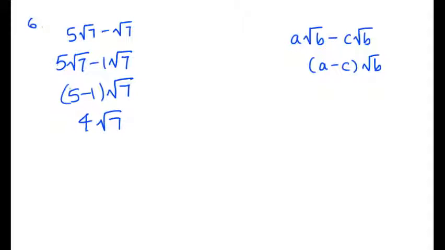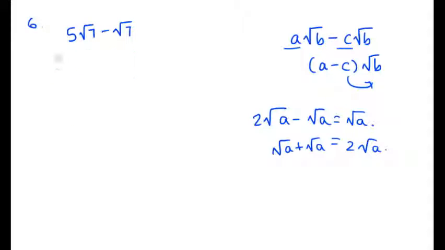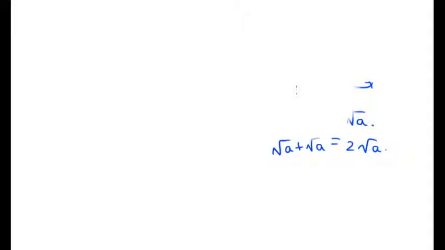This is the mechanic for adding and subtracting radicals. Basically, if you have the same radical in front of the coefficient here, you can just subtract those coefficients and the radical is left at the end. So 2 rad A minus rad A would be simply rad A, is what I'm saying. And, of course, rad A plus rad A is equal to 2 rad A. So with that knowledge, let's tackle more questions.